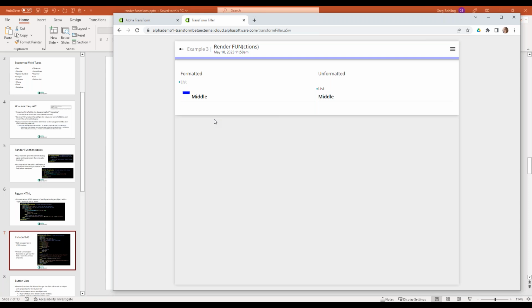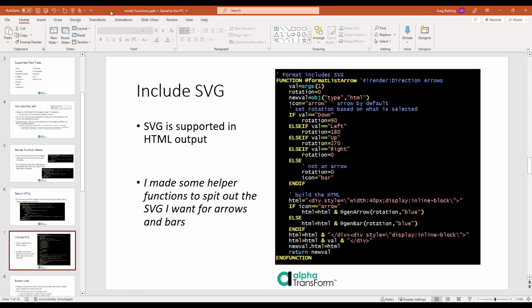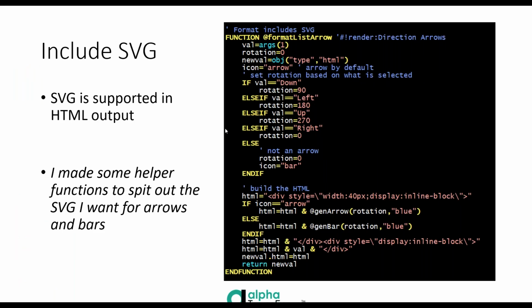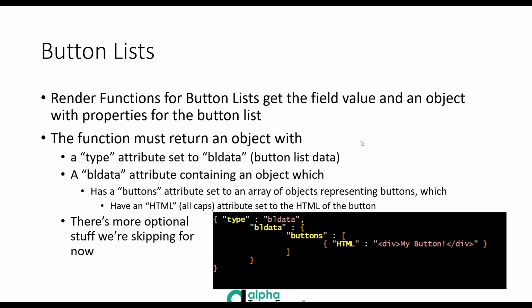So that lets us use essentially SVG within these formatting functions as well. So that is that one. Let's go now. Button lists.